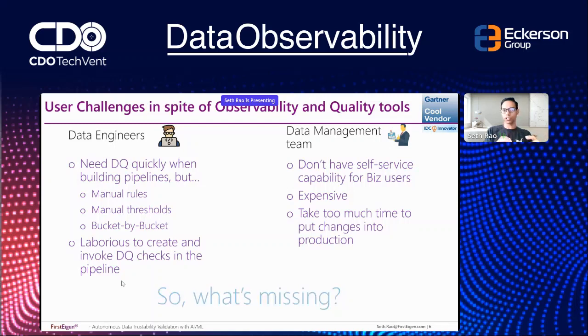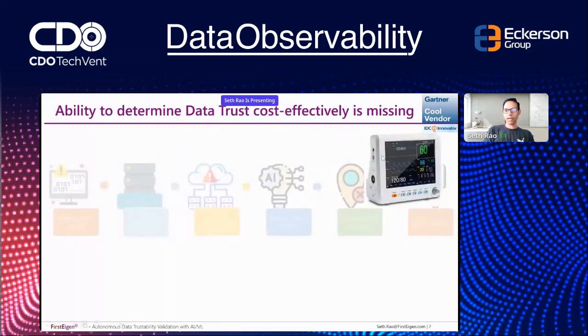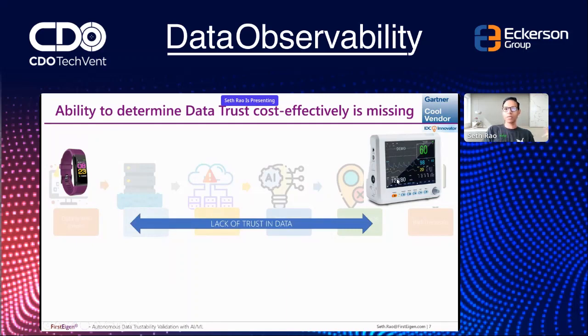So in the previous slide, we saw what was missing in the tools. Here we see what is the challenge that the user personas face. So what's missing? If we take a quick analogy, you currently have a clunky data quality system in the end, and you have a small, low footprint data observability tool up front. It can measure the number of steps. It can tell you approximately if you're okay or not. This is a lot more detailed, bigger footprint, very expensive organization. So what is missing is a cost-effective way to determine the trust in the data throughout the data pipeline.